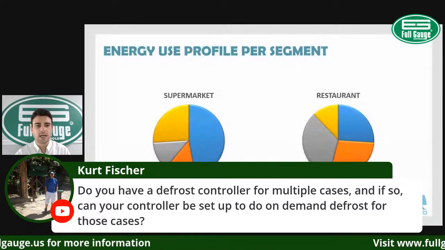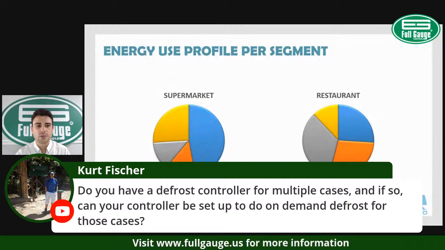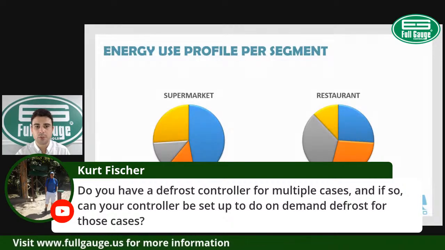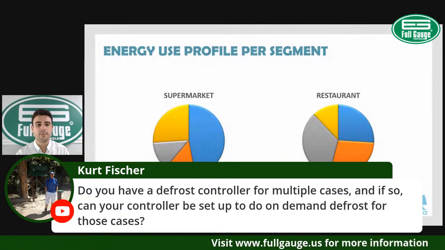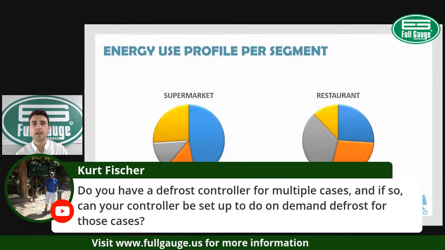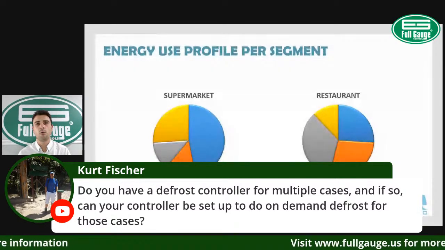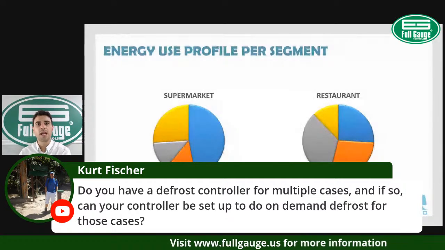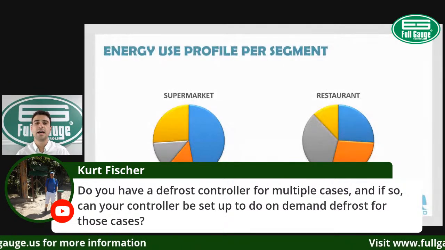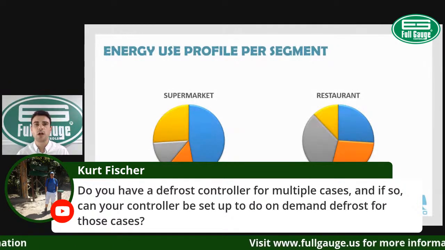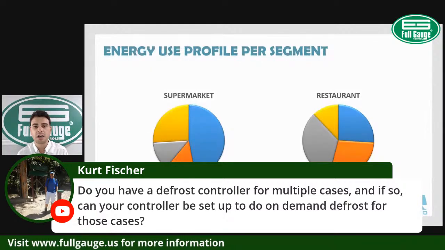So Kurt is bringing another question here. Do you have a defrost controller for multiple cases? If so, can your controller be set up to do on-demand defrost for those cases? So Kurt, let me see if I understand you correctly. You have a rack system with one condensing unit supplying refrigeration to 2 or 3 cases, and you want those defrosts to be interconnected. Is that what we are talking about here?